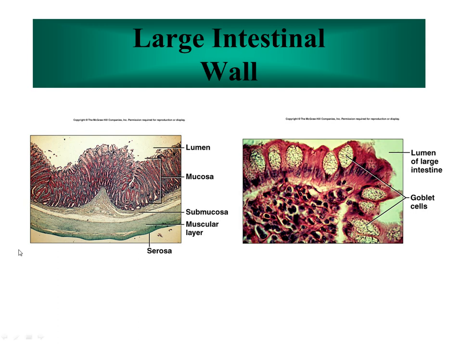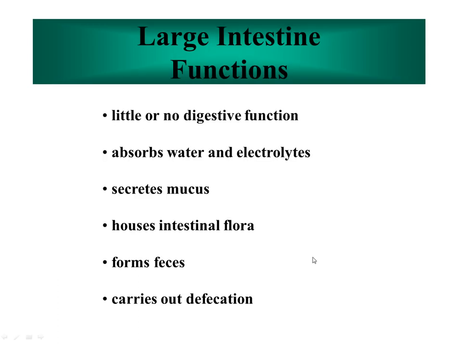Here are those layers again: the serosa, the muscular layer, and the submucosa, the mucosa, and there's the lumen. With the goblet cells, you have that mucus being added all the time. There's little or no digestive function. It absorbs water and electrolytes, maintain that sodium, potassium, and the other electrolytes. It secretes mucus. Mucus helps that waste material move along.